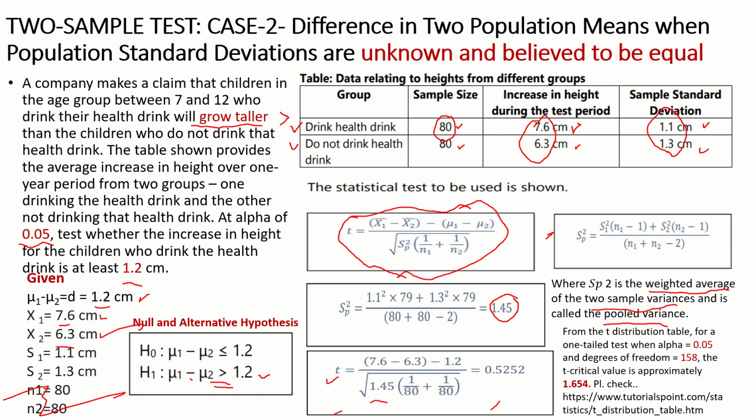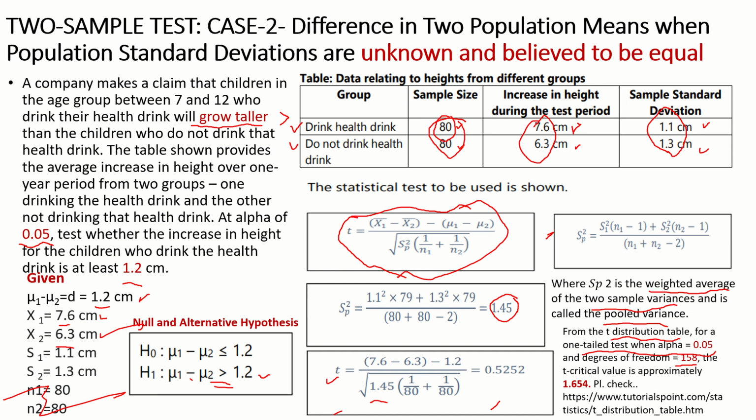For this we can look at the t distribution table. We have to find the critical value of t. One tailed, what is the alpha value? Alpha value is 0.05. The degree of freedom is 158. How is it 158? This is 80 plus 80, so the sample size is 160. 160 minus 2, because there are two group samples. Therefore it becomes 158.